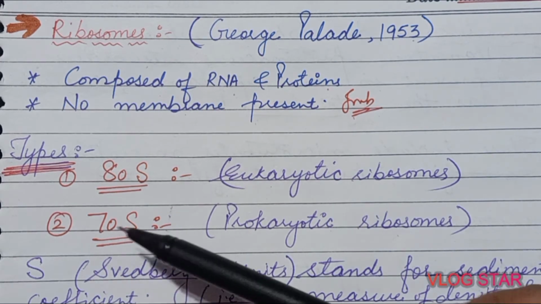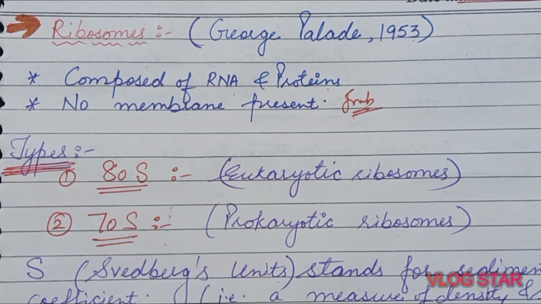Like we measure the weight of a body in kg or gram, the same way when it comes to the measurement of the size of ribosome, then it is measured in Svedberg's unit or sedimentation coefficient.